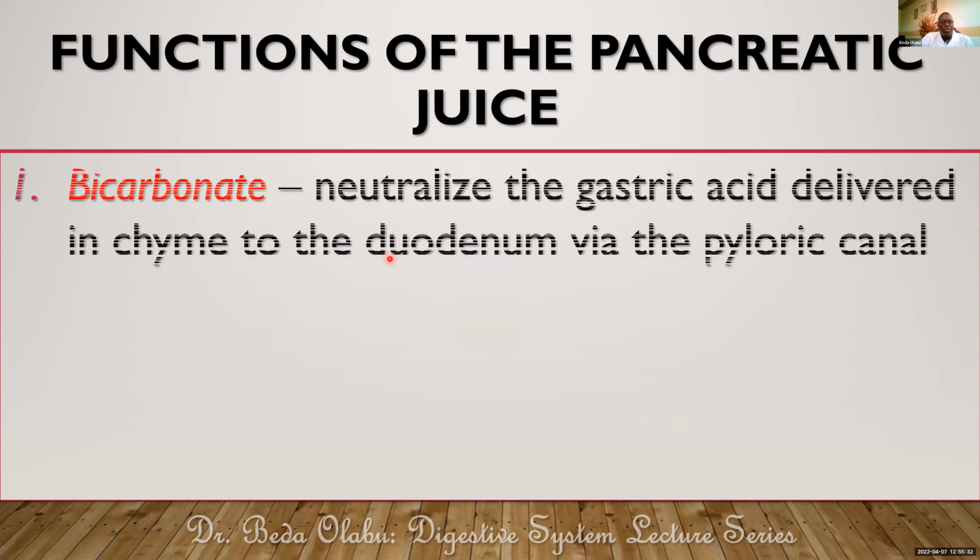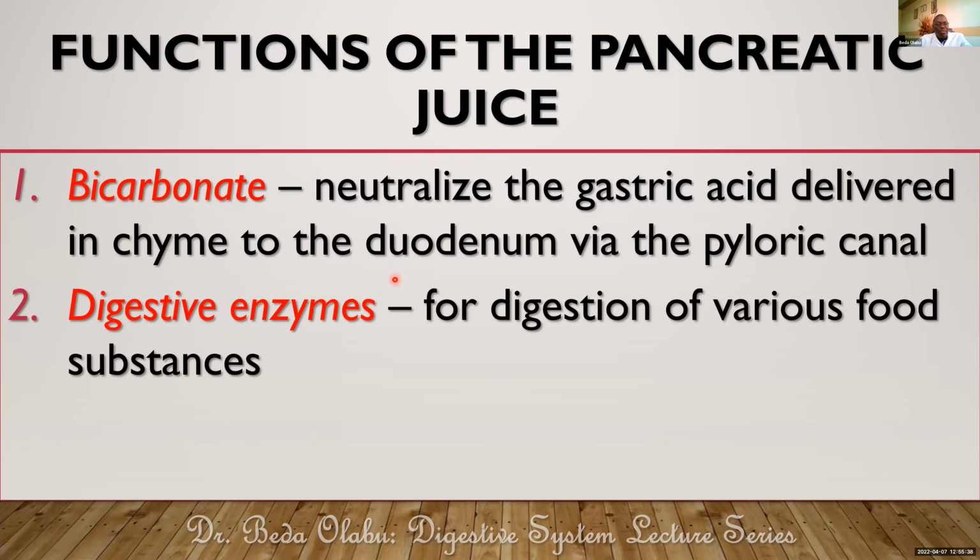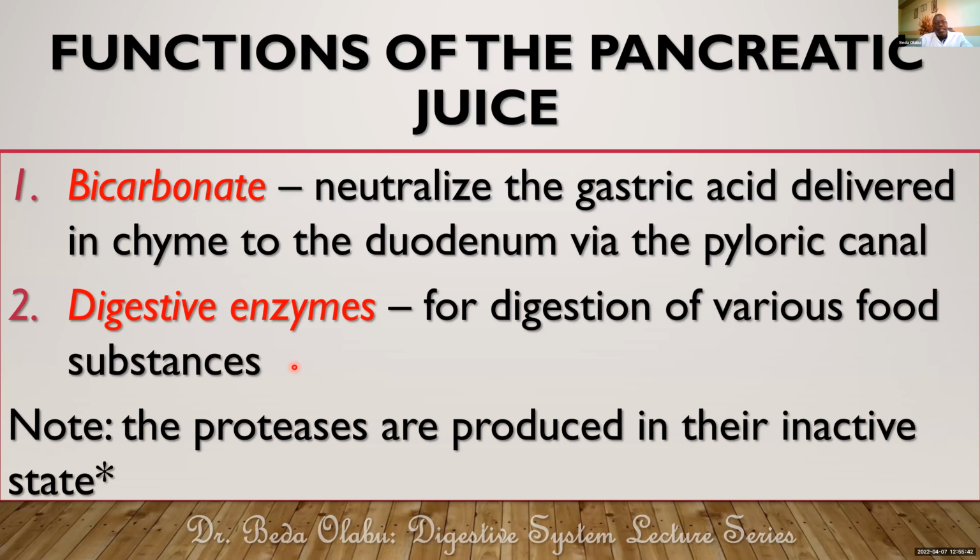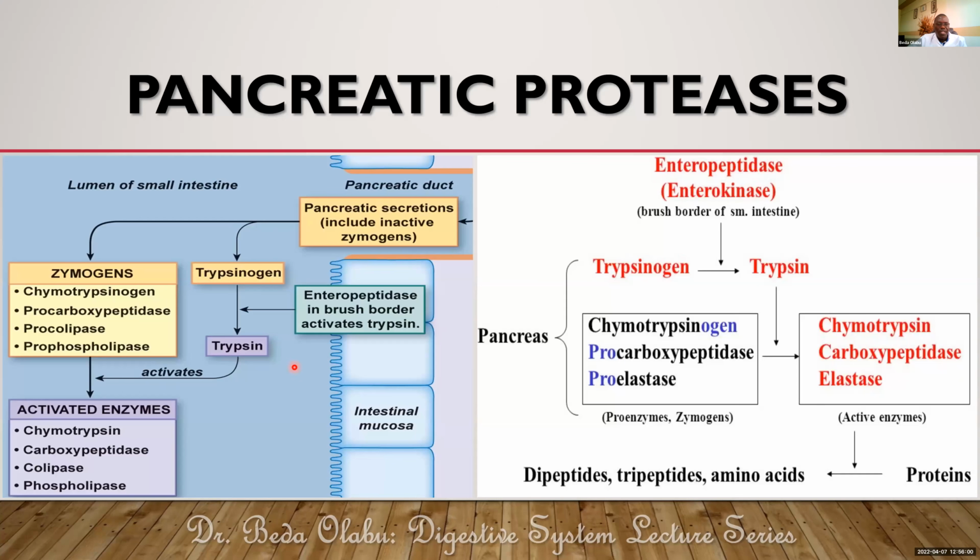What are the functions of the pancreatic juice? The bicarbonate helps to neutralize gastric acid. The digestive enzymes are important for digestion. Importantly, the digestive enzymes which break down protein, we call them proteases. The proteases are produced in their inactive form, in their inactive state. Why is that important? So that they don't digest the pancreas itself, or even the intestines.